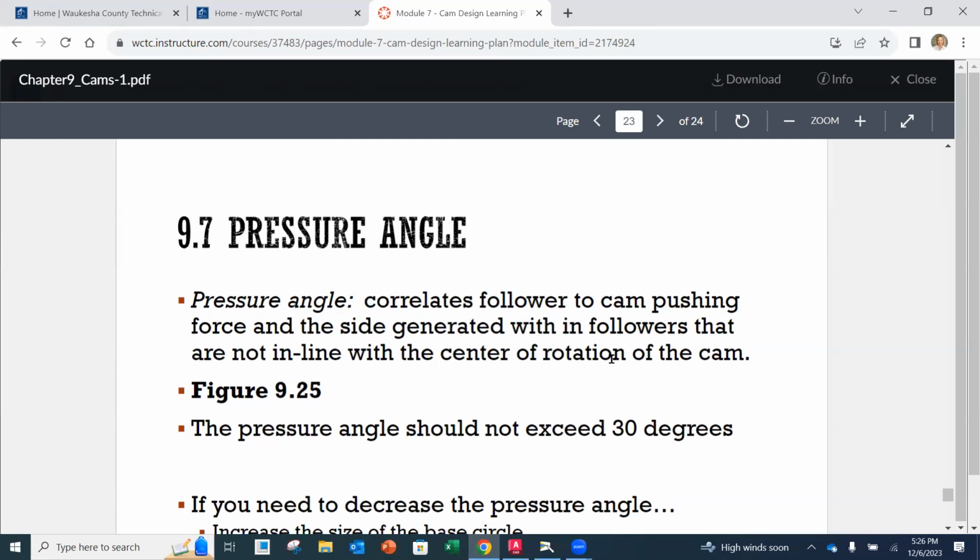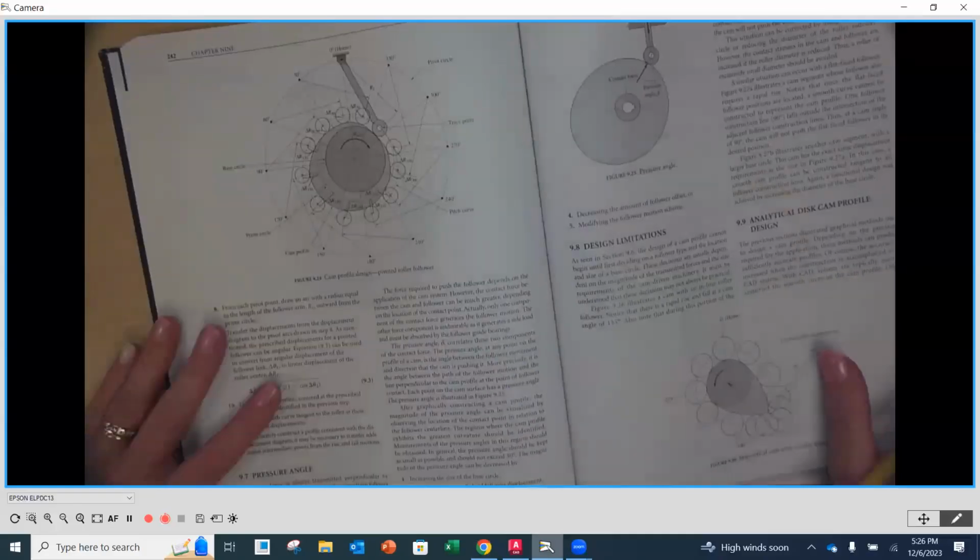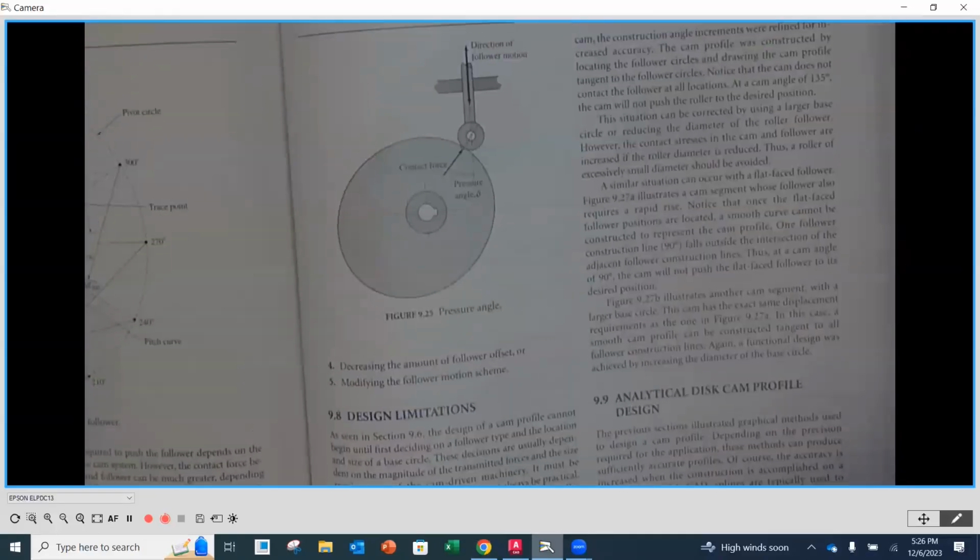I don't know if I said that correctly, but anyway, the pressure angle is going to be when we look at the center of rotation to the point of contact on our cam, and then we look at where the follower's action is actually occurring, we're going to see that there is an angle. Now, pressure angle is only going to be in effect when we have an offset cam.